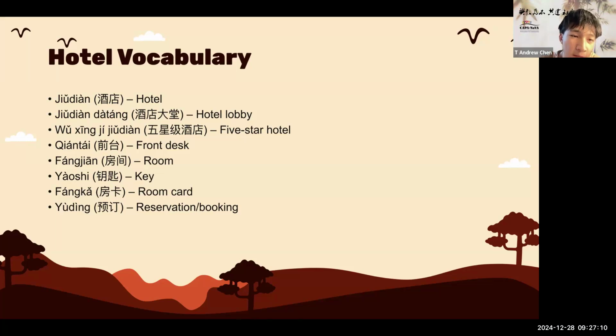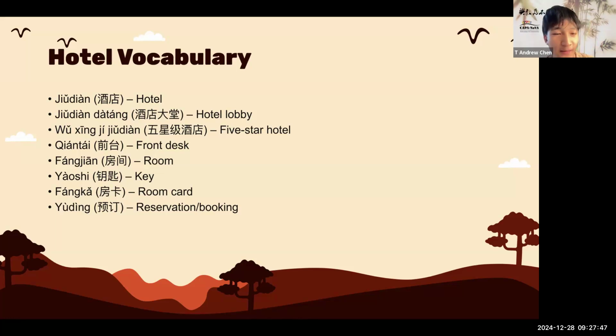Front desk. Front is 前 and desk is 台. So front desk is 前台. 前台. Very good. Room is 房间. 房间.